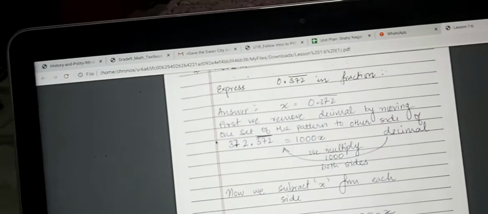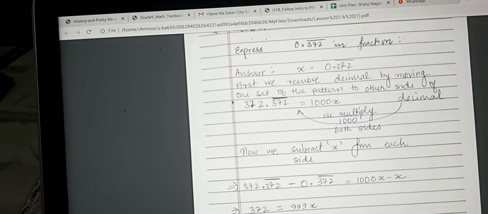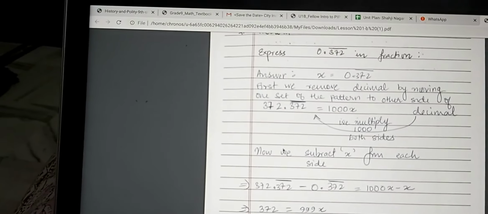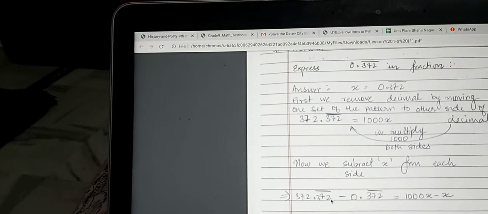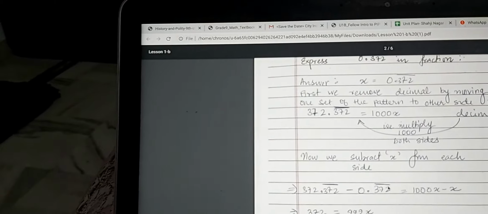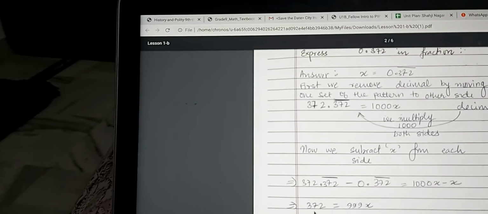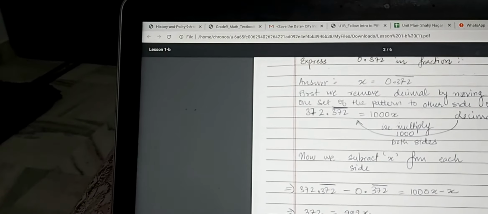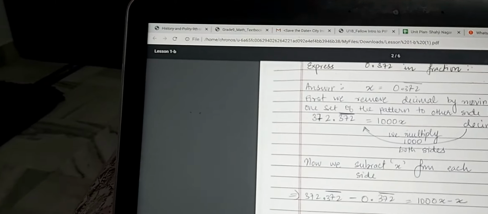So I got 372.372 recurring is equal to 1000x. We multiplied. Now what we're going to do, we're going to subtract. So over here we're going to do 372.372 minus 0.372, x was my 0.372, is equal to 1000x minus x, which is going to give me 372 is equal to 999x.